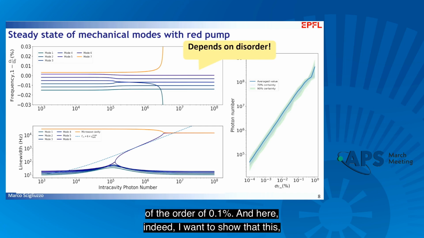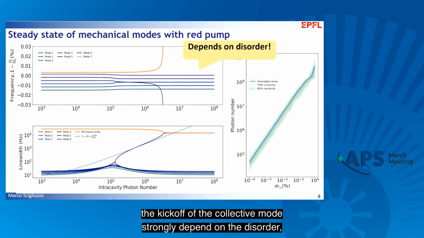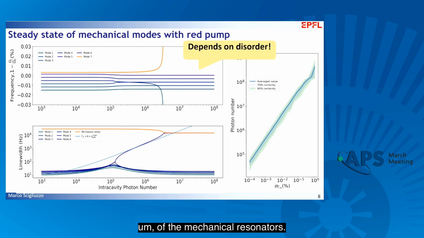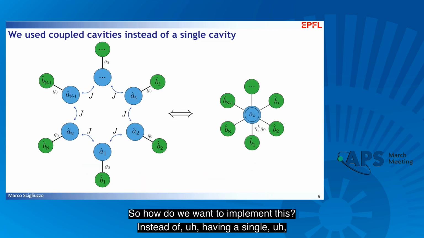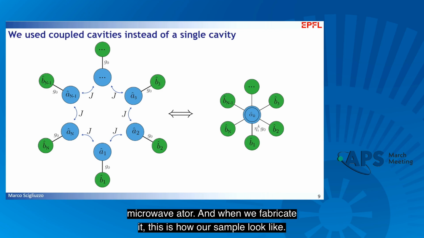And here, indeed, I want to show that this critical photon number threshold, where you see the kickoff of the collective mode, strongly depends on the disorder of the mechanical resonators. So how do we want to implement this? Instead of having a single microwave mode that connects to all mechanical resonators, we choose to have collective microwave modes in order to keep the single element as one mechanics coupled to one microwave resonator.